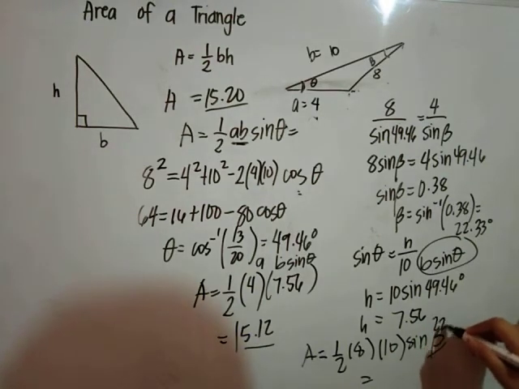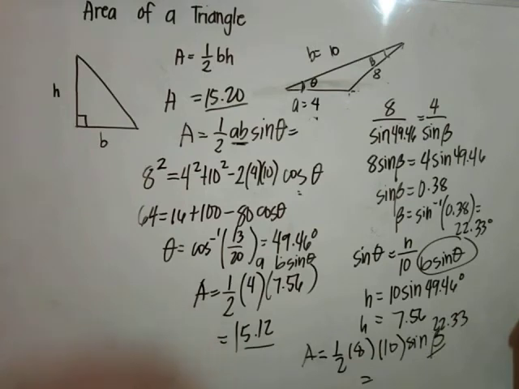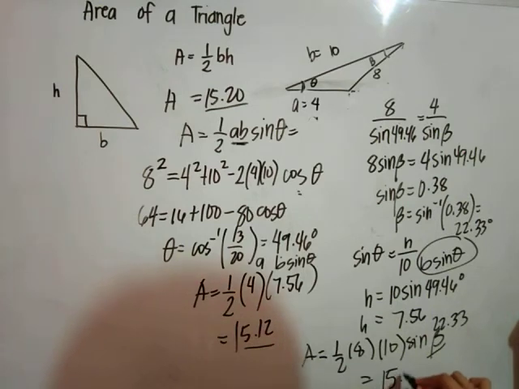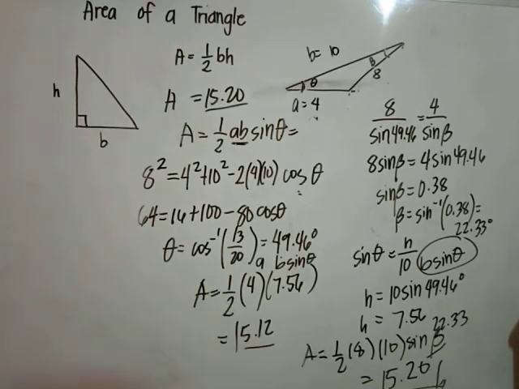So, substitute natin dito 22.33 degrees. Try natin i-input itong values na to. So, we have 0.5 times 8 times 10 times sine 22.33. So, equal na, 15.12. Mas sumakto pa to, 15.2. So, tumugma yung sagot natin.